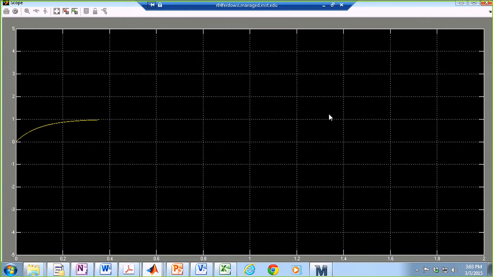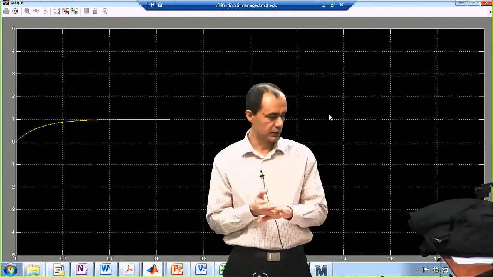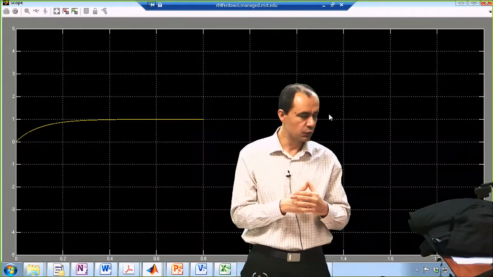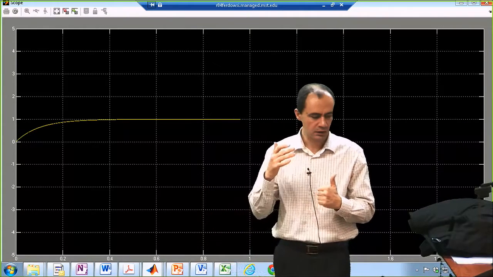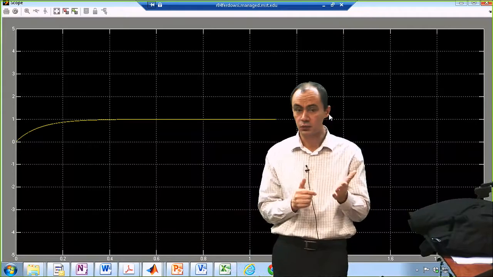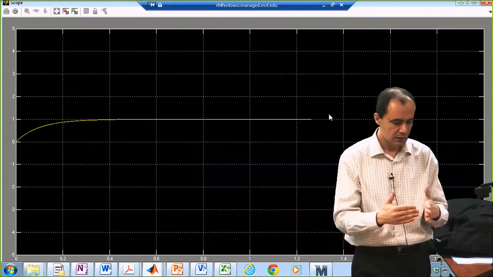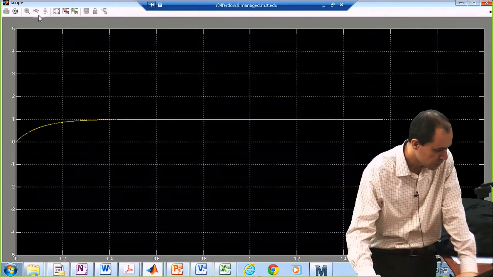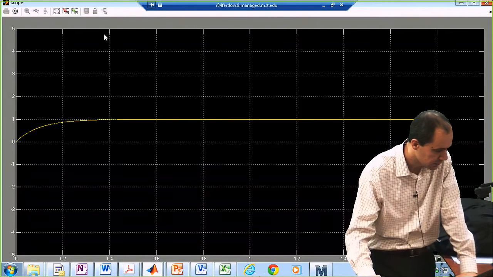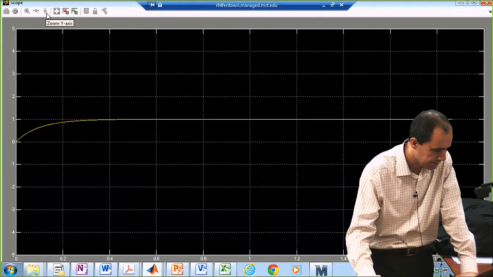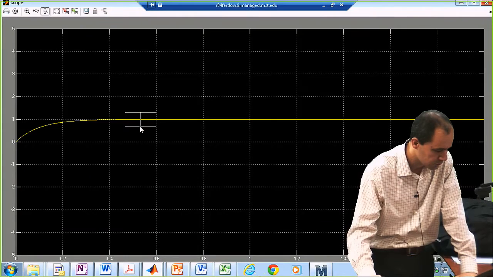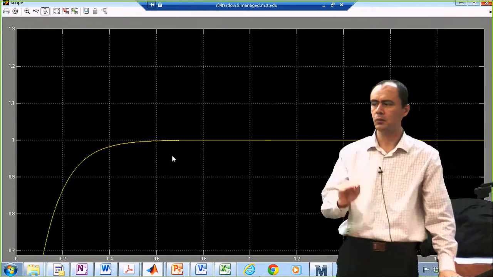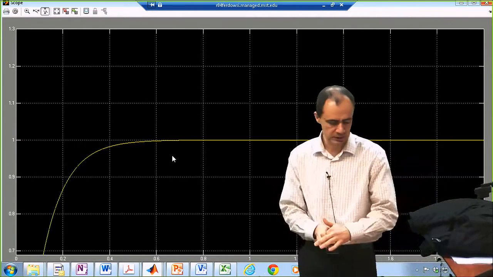So now you can see that the output is actually tracking 1 with no error at all, because there is an integration sitting between the difference between the output voltage and the reference, and it doesn't rest as long as they are not equal. Okay, so now you can see it is absolutely 1. My output voltage is going to 1 exactly, absolutely 1.